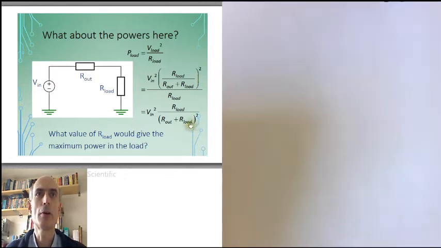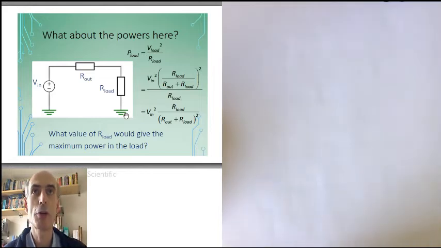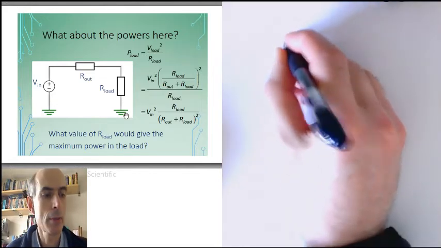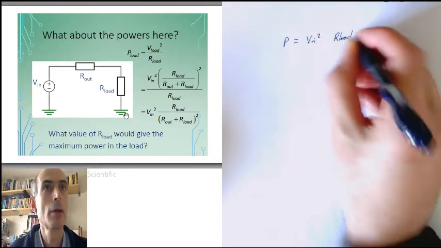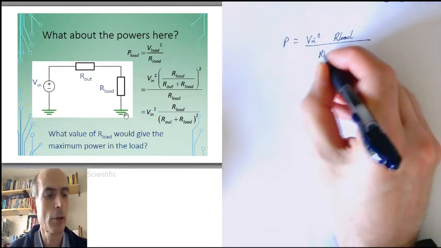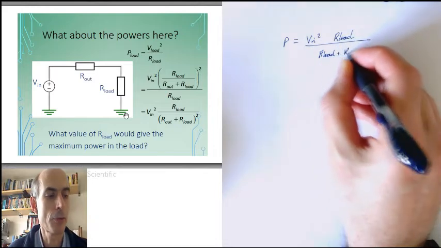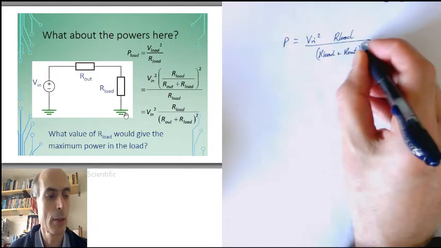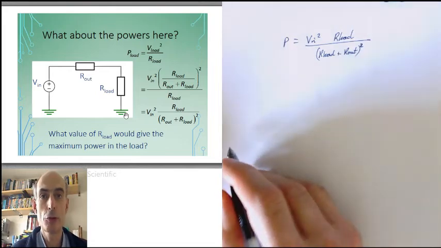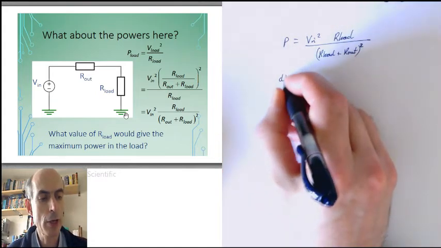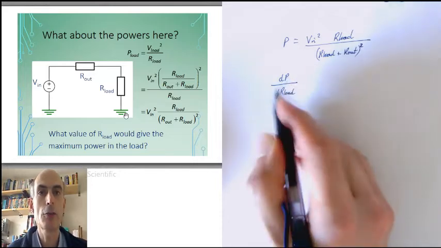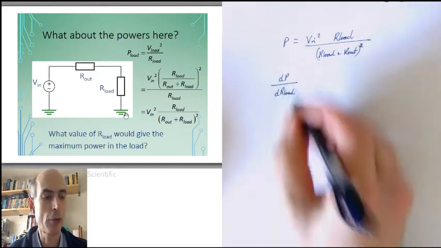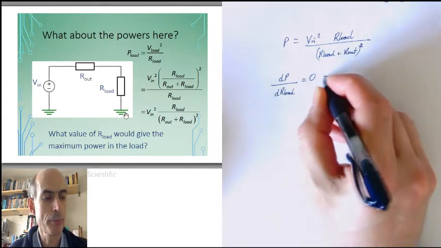What value of R load makes this a maximum? Well, that's a maximization problem. Power equals Vin squared times R load over R load plus R out squared. We're looking for a maximum, which is a turning point, so we differentiate this with respect to the resistance of the load and set the result equal to 0 for a turning point.